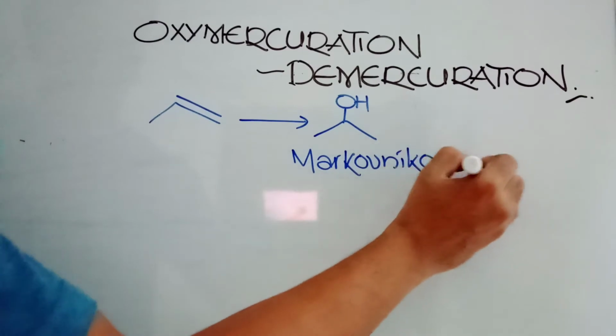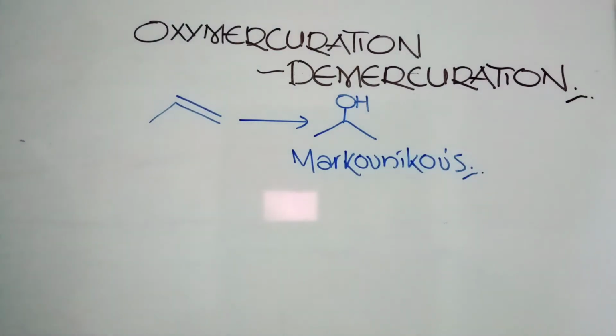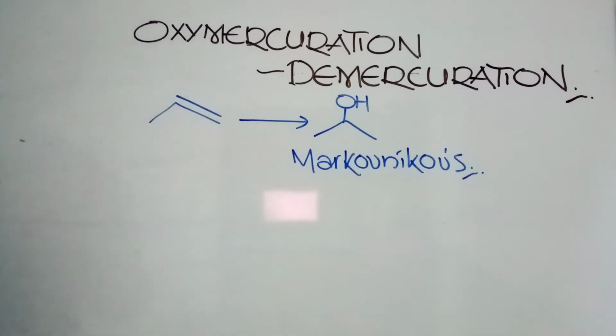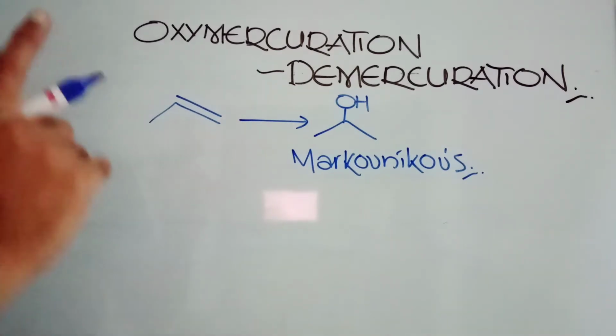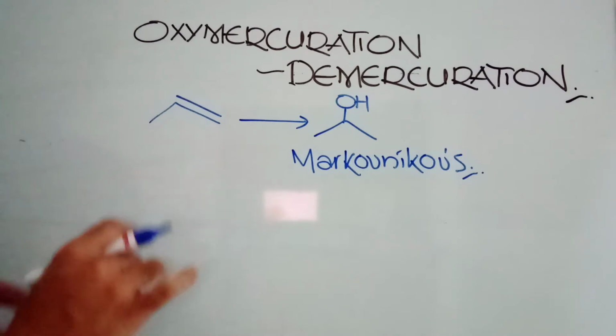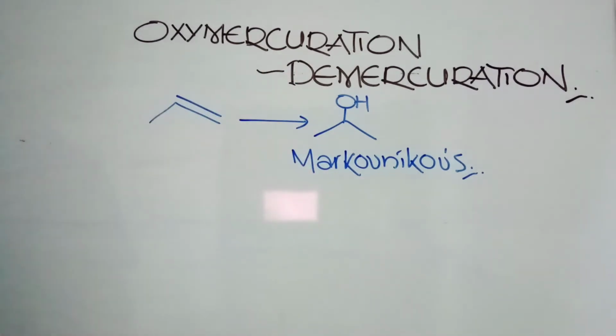For Markovnikov addition, simply we can go for addition of water in the presence of acids. But this is much better than that because there is no rearrangement. In the acid catalyzed hydration of alkenes, rearrangement occurs if possible. Here there is no rearrangement and the product is according to Markovnikov's rule, and it gives you very good yield and less time is taken. So a wonderful technique for the preparation of alcohols from alkenes.